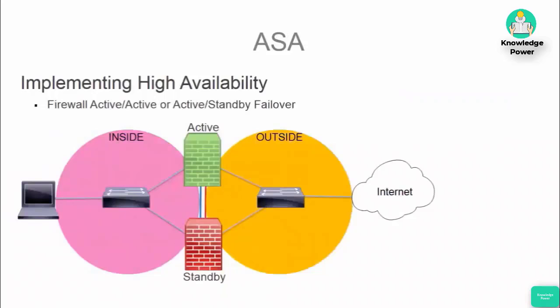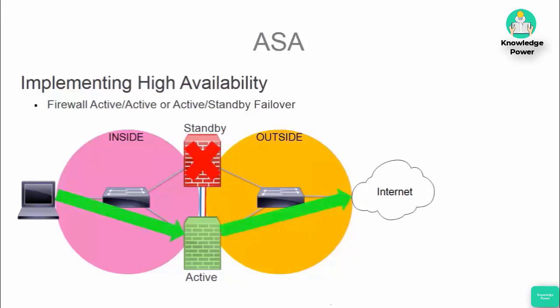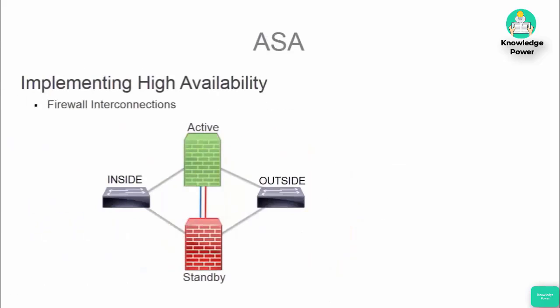In active standby mode, one ASA is active operationally. Configuration and connection state changes are replicated to the standby ASA for stateful failure recovery. If an active ASA fails and goes down, the standby ASA will go active and take over the role as the primary ASA. One important thing to understand about high availability ASA firewalls is how they need to be interconnected.